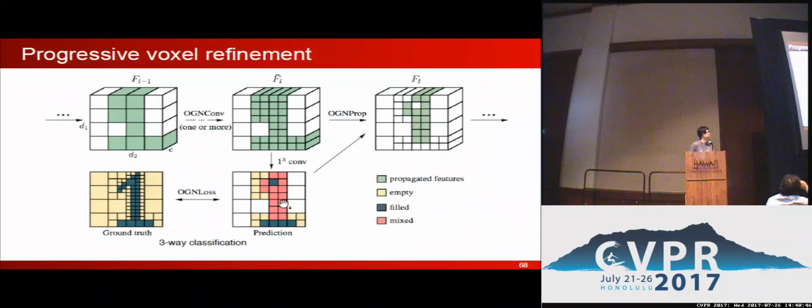And the important one is this red one, they call mixed. This one needs to be further partitioned into the next level to generate more details about the 3D shape. So for those voxels labeled as mixed, they will pass the feature map to the next level for further processing. They can also apply 3D convolution on top of it, but they can save a lot of computation because they only need to apply 3D convolution on those so-called mixed labeled features.